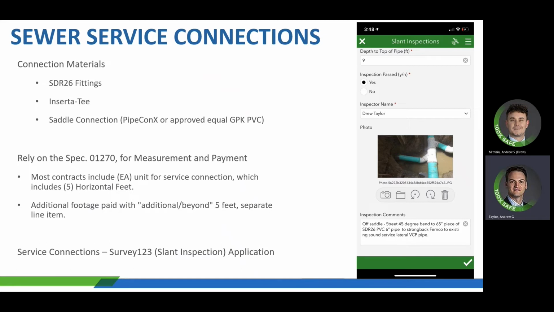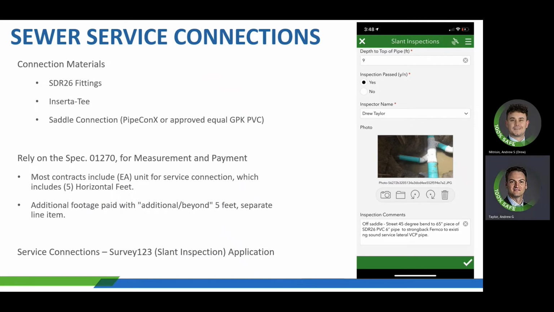Also, within the service lateral connections, rely on the 1270. Most of the contracts these days have each item for the service connection, which includes up to 5 horizontal feet. That's measured off the main. So if there's a service connection coming in from up top, basically at 12 o'clock or so, they have to be 5 horizontal feet before that additional footage measurement picks up.